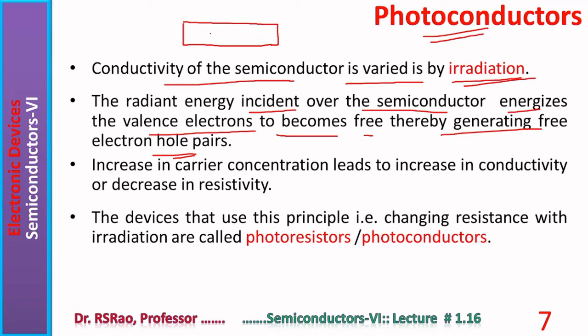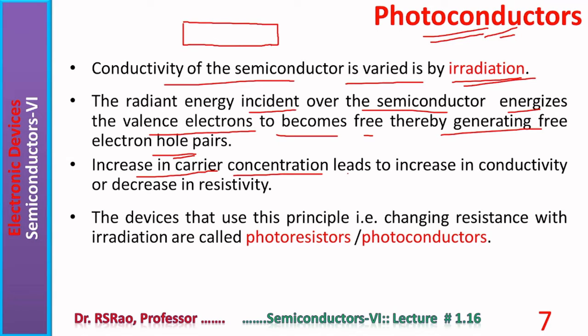It can be in the form of heat. It can be in the form of light. It can be in the form of some electromagnetic wave, radiation. It can be anything. So as far as photoconductors are concerned, their functioning is based on supplying energy to the electron in the covalent bond through radiation. Once sufficient energy is available to the electron, it comes out of the covalent bond, thereby generating an electron hole pair.